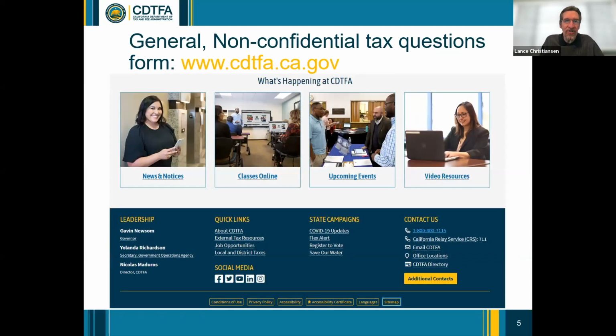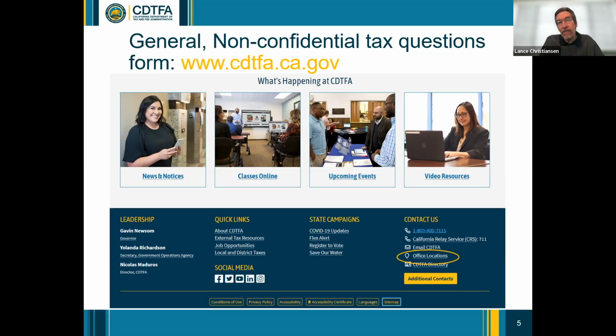What you see on your screen now is the homepage for us, cdtfa.ca.gov. You can look over there on the right, down at the bottom. This is the front page, bottom, and you can see where it says office locations. If you click on that, it'll show all the different locations throughout the state. Just pick out the one that's closest to you. That's who you could write your letter to.